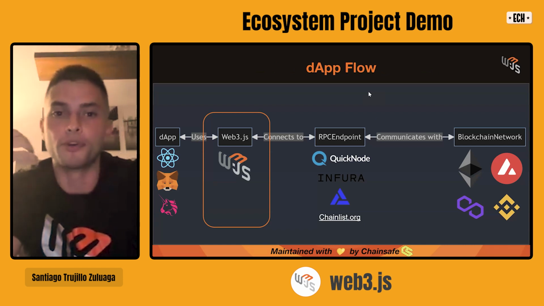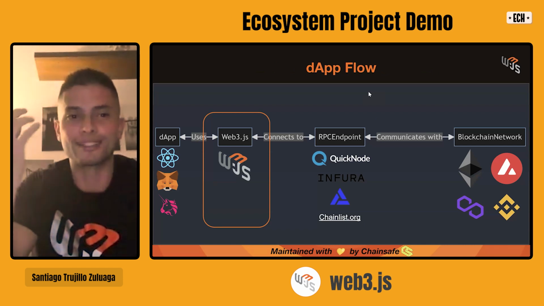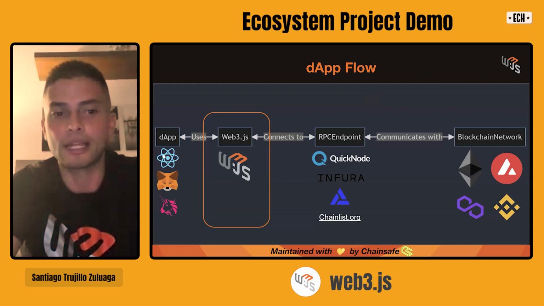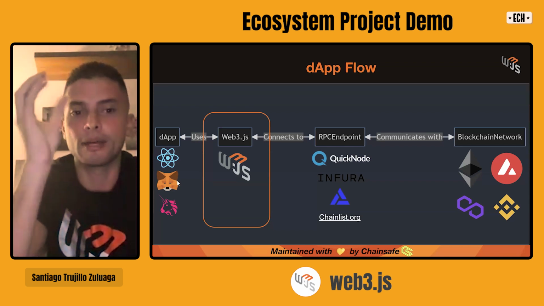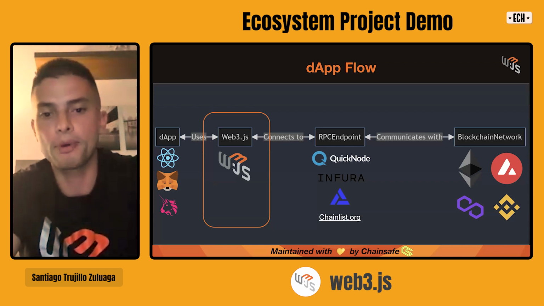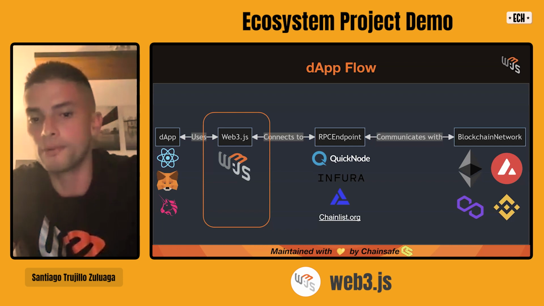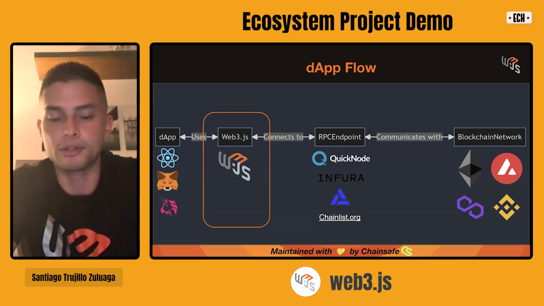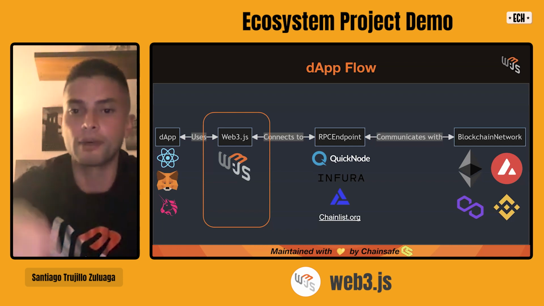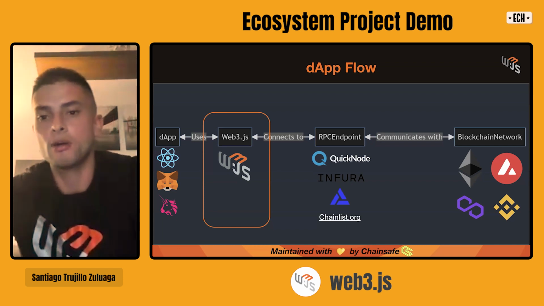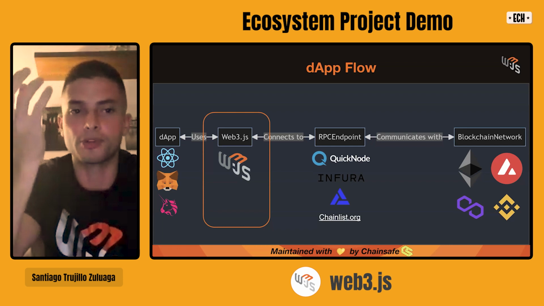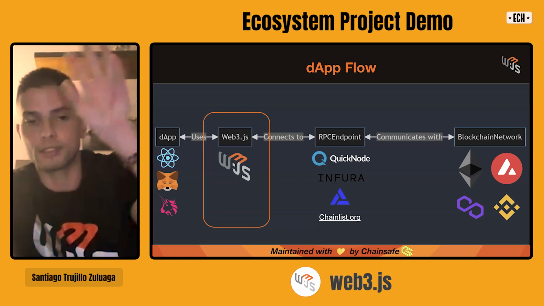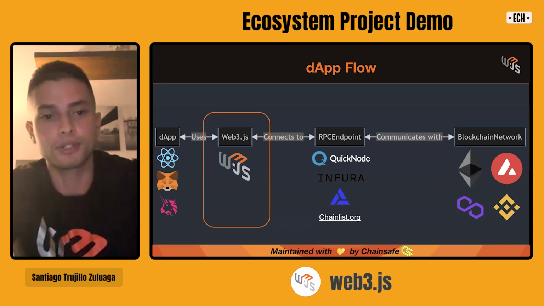This is kind of a dApp flow for you to understand where Web3.js sits in the whole dApp. So you have the dApp, let's say a React app or Uniswap or whatever. Then Web3.js is used in this app, and Web3.js will connect to an RPC endpoint. This RPC endpoint can be QuickNode, Infura, Alchemy, or any other. You can get some public ones from chainlist.org as well. And then the RPC endpoint will talk to the blockchain, and the nodes will execute the transaction, or they will return the value of the call. And yeah, this is where Web3.js is in this whole picture.